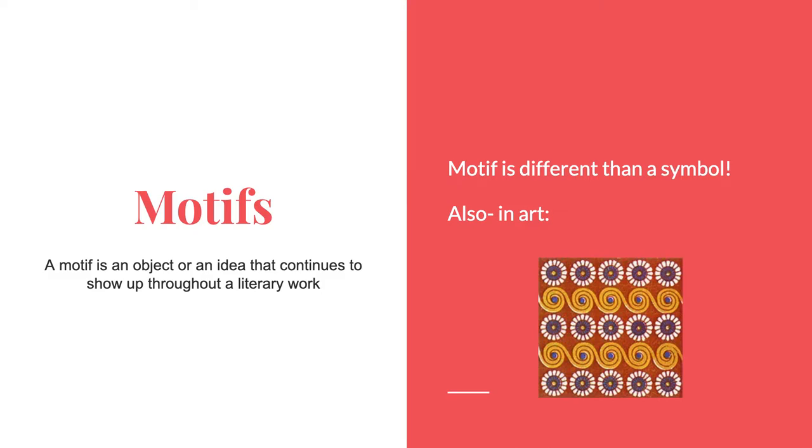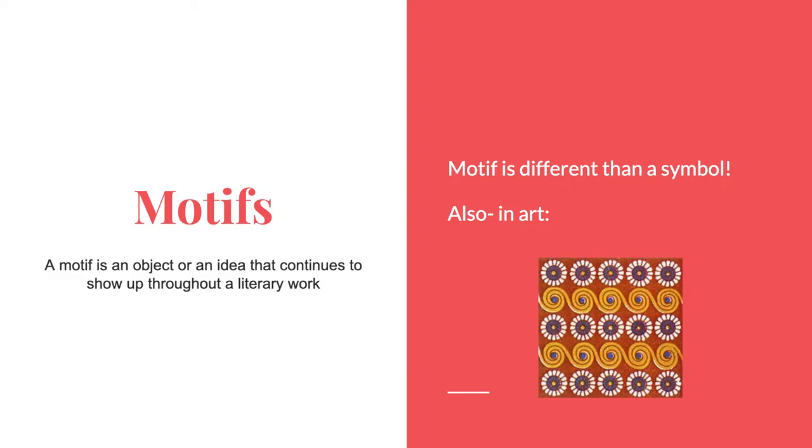So motifs and symbols are often confused, but remember that symbols are things that represent something else to help us understand an idea or a character, something deeper, whereas motifs are images, ideas, sounds, words that help us explain the central idea of a literary work. So motifs are going to lead us to the theme, whereas symbols are just going to lead us into understanding maybe a character's motivation more or the importance of something that just happened.